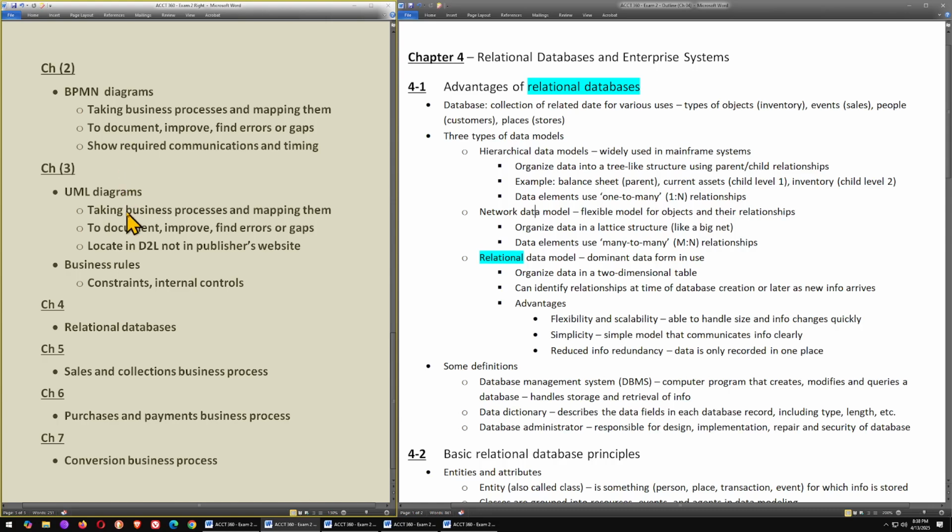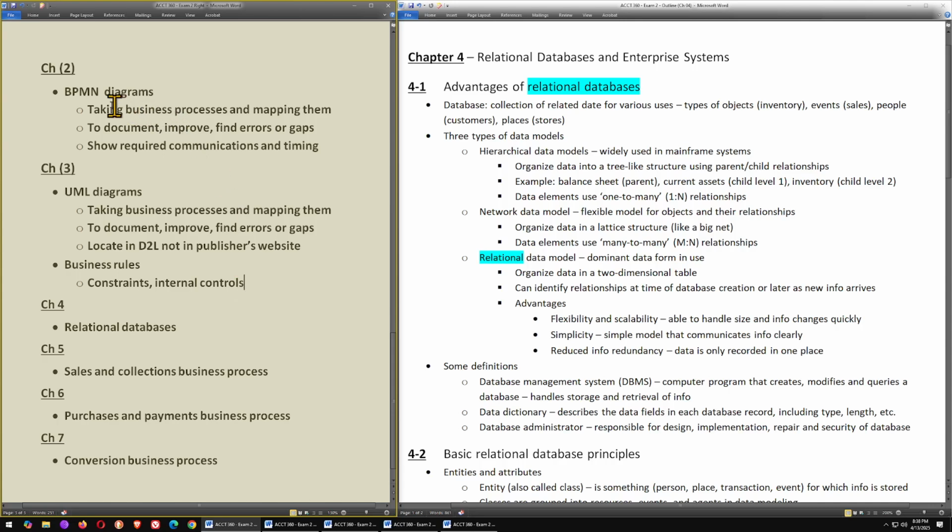Then we move to UML diagrams, and this is the one. What we're trying to get to is to create a database, right? A database that collects this information, allows us to access it, update it, keep it current, because we're going to be running our business off of these databases or these information repositories.